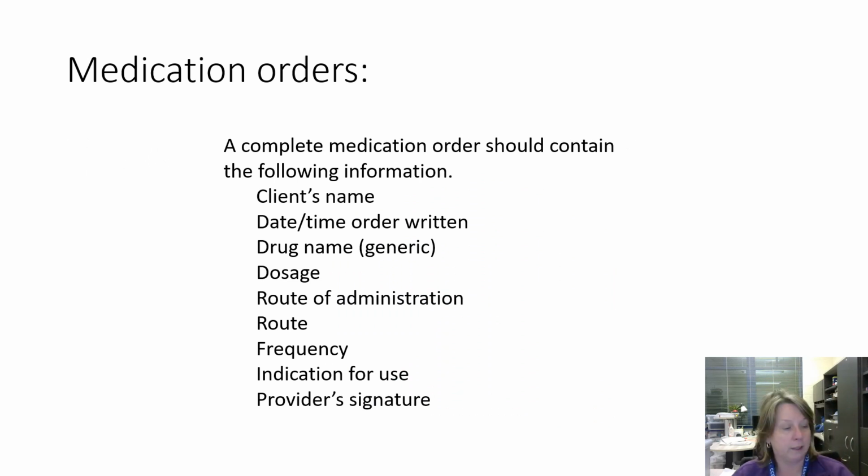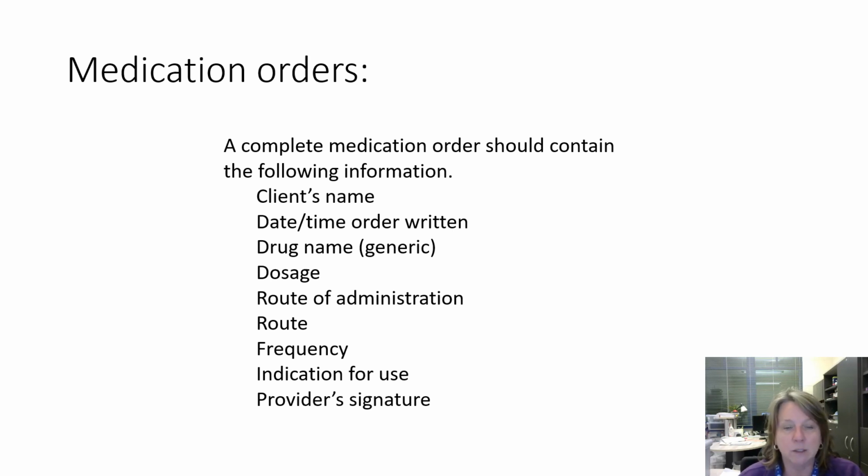Now this everybody needs to know. Medication orders. A complete medication order should contain the following information. It should have the client's name, of course, because what are our rights? This goes back to those 6 rights. We're seeing them plus, but client's name, so it's right patient. Date and time the order was written, always.